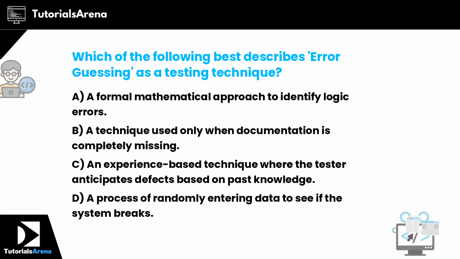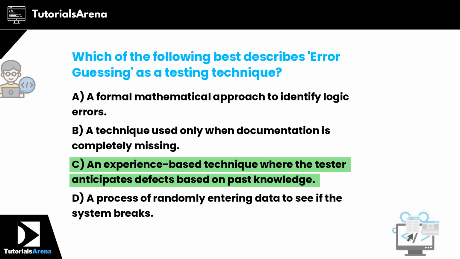Which of the following best describes error guessing as a testing technique? The correct answer is option C. An experience-based technique where the tester anticipates defects based on past knowledge.